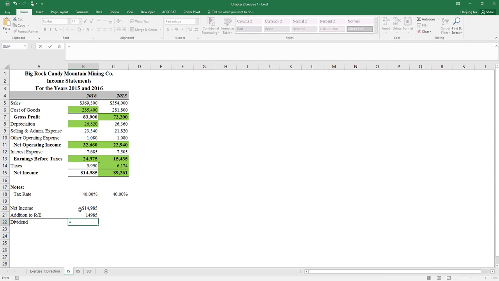And the difference between the two, how much would that be? Top minus bottom, 0. So what does it mean? The Big Rock Candy Mountain Company didn't pay out a single penny to their shareholders during the year 2016.